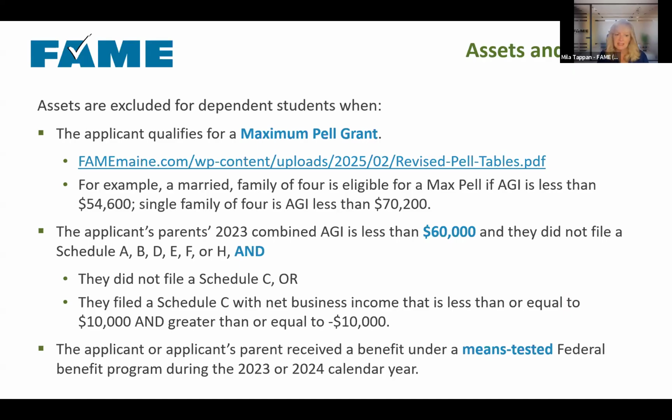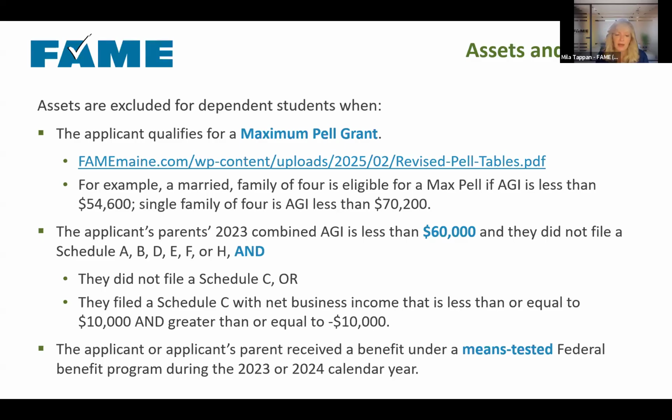If the AGI is less than 60,000 and they didn't have to file certain schedules, or they had to file a Schedule C but they meet certain criteria, then they also are not going to be required to provide any assets on the FAFSA. Okay, so we have a lot of families here in Maine who earn less than 60,000 and don't file any schedules. And all of those individuals will not be required to provide any asset information. And then last but not least, any applicants who are receiving any means tested benefits are not going to be required to provide any assets.